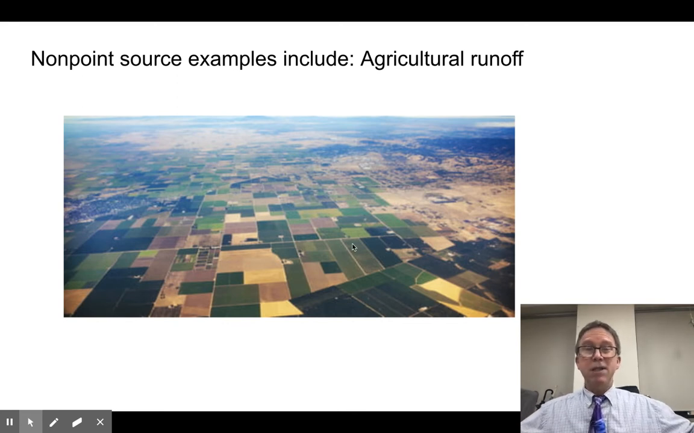And so we have this problem: our water has a lot of phosphate in it, a lot of nitrate, a lot of pesticides and herbicides. They're all contributing. Everybody's contributing a little bit and it adds up to a lot. That's non-point source.